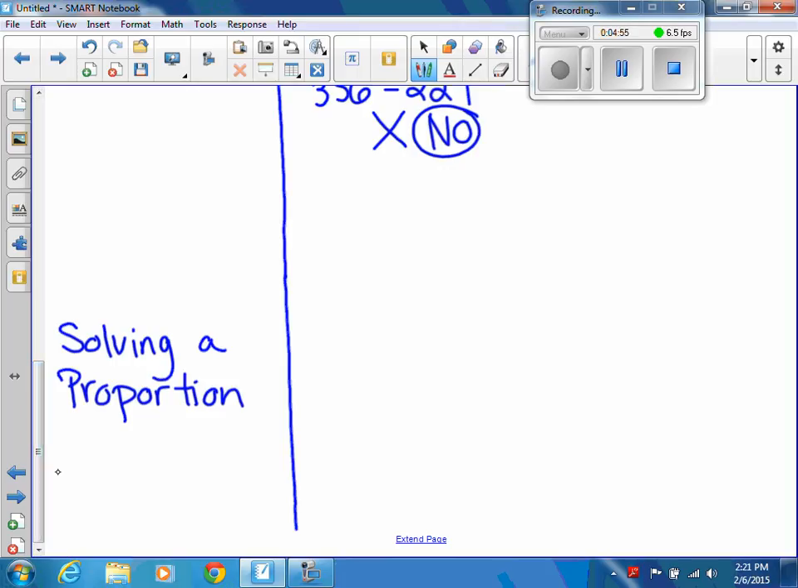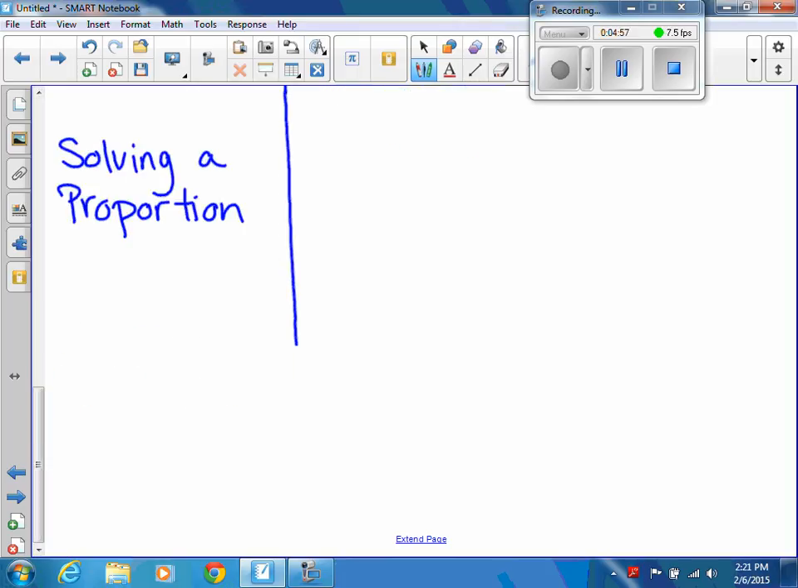And then we're going to take it a step further, and we're actually going to start solving for proportion. This is where we would have x or y or some kind of variable for one of our numerators or denominators. So let's say we have this: x over 4 is equal to 9 over 10.